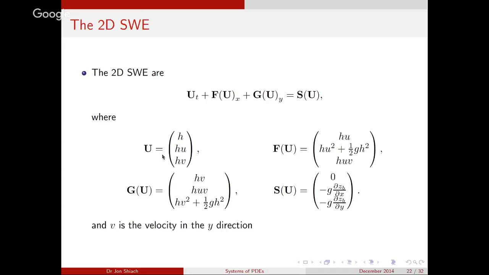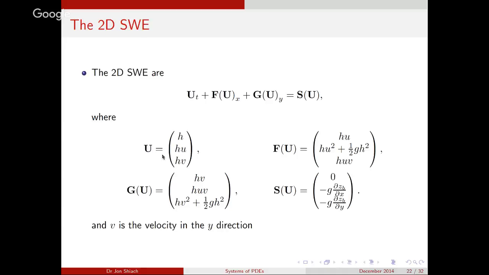Therefore, we have 3 fluxes. There you can see it's differentiated with respect to x, and you've got G, which is flux in the y direction, with respect to y. So you can see you have 2 fluxes now, F and G. Actually, they're quite similar. You can see there are some similarities there. Vector of source terms, again, quite similar.